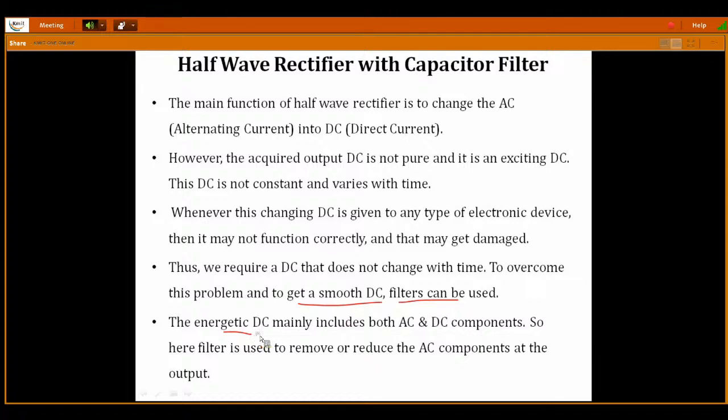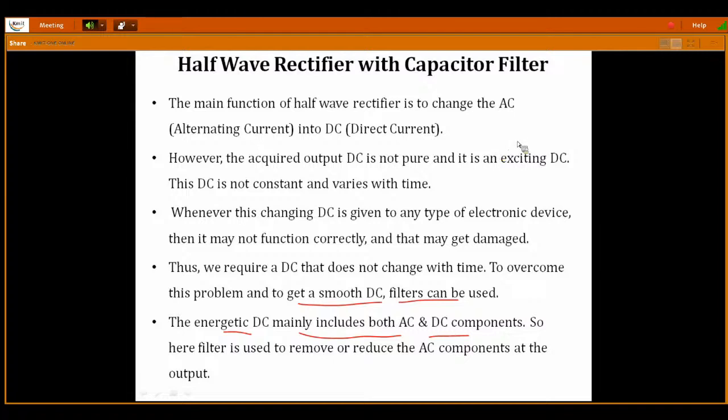The output of the rectifier mainly includes both AC and DC components. So here the filter is used to remove or reduce the AC components at the output side. If you are able to reduce or suppress the AC components, then the output of this filter is nothing but a constant DC. Continuously, it is supplying the same amount of voltage to the electronic device. Now, this is a simple introduction to the capacitor filter with a half wave rectifier.